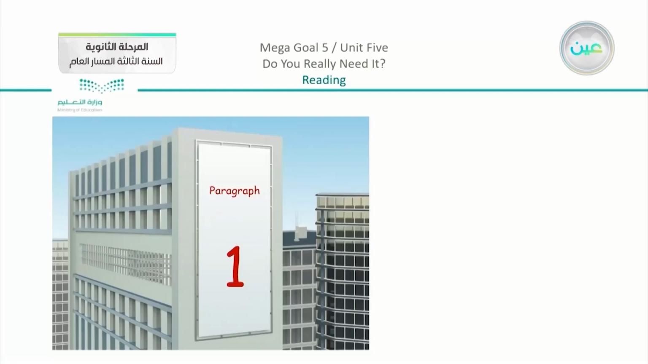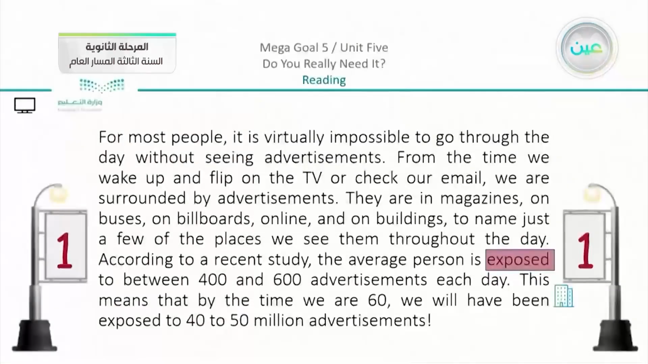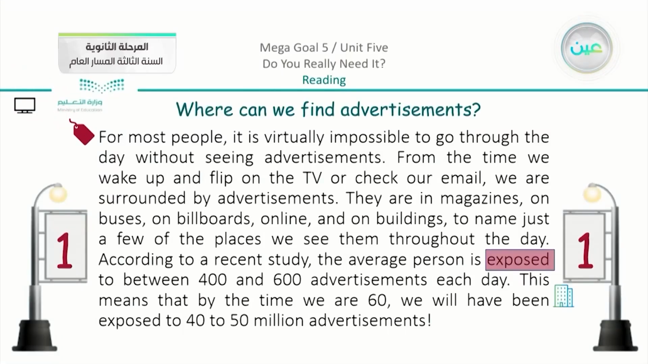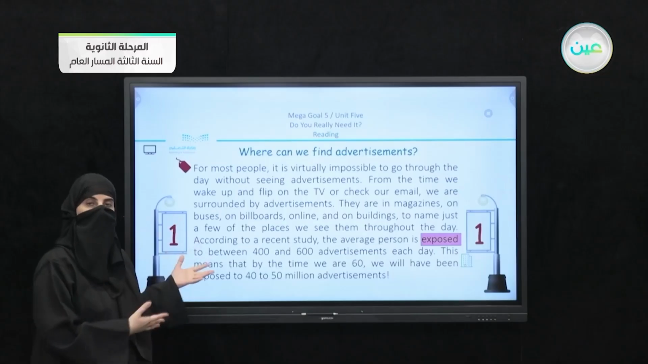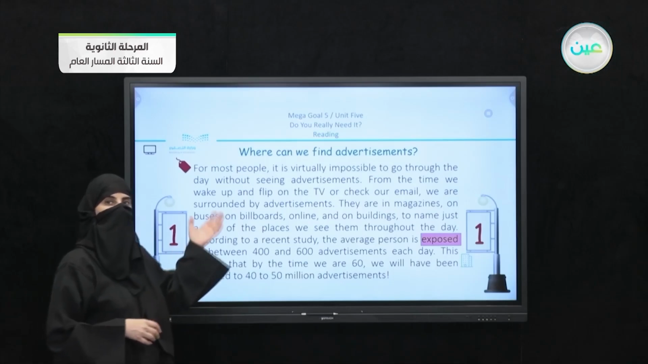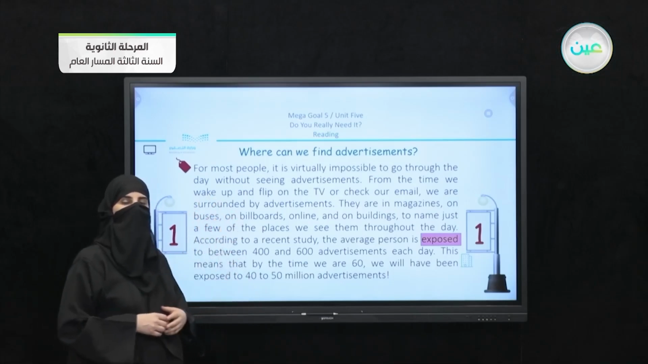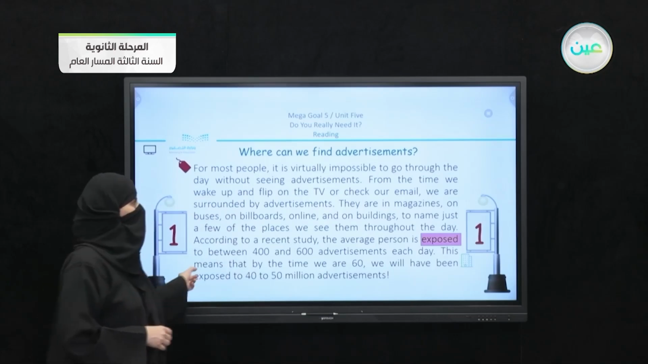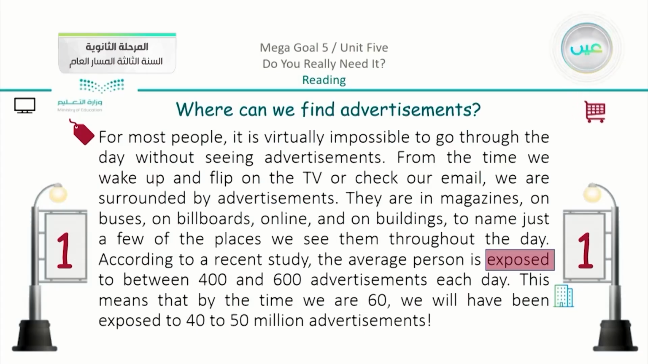Now we're going to start with paragraph number 1. As I told you, you are going to see what the main idea and the main topic is in the paragraph. You can find the main idea at the very beginning or even at the end. We also have the question, where can we find advertisements? So start searching. We have the question, where can we find advertisements?